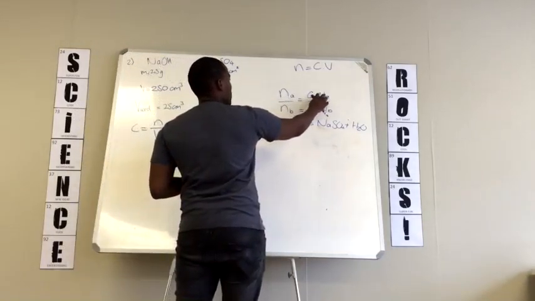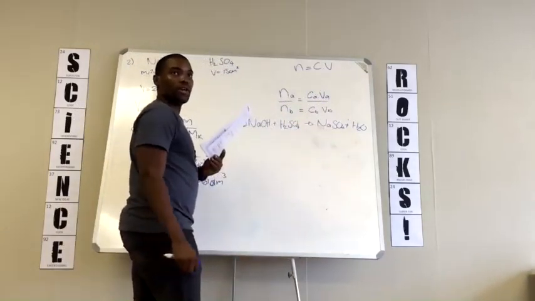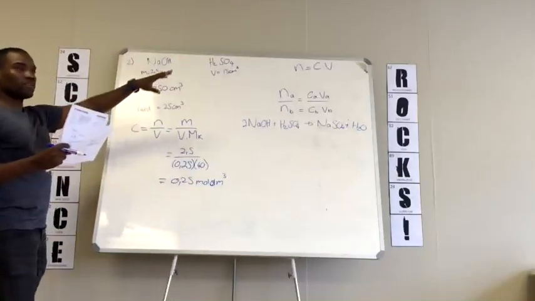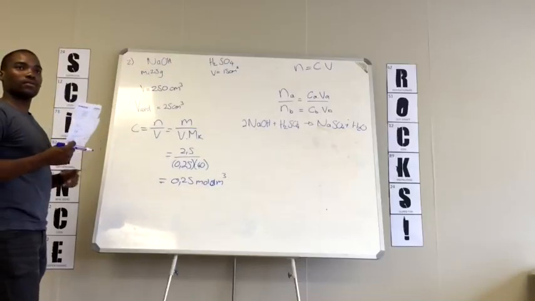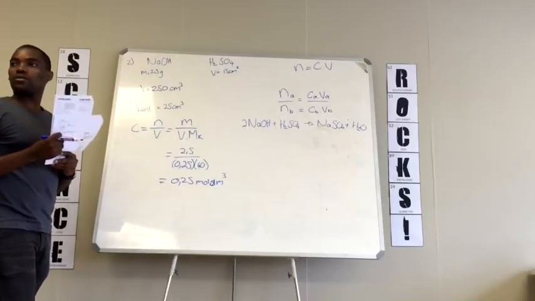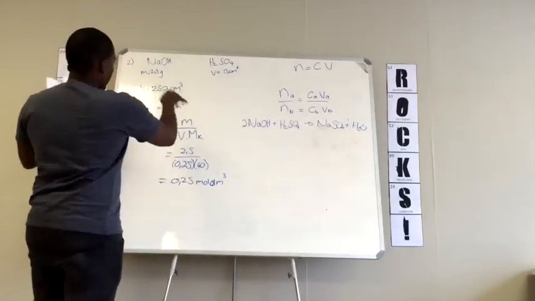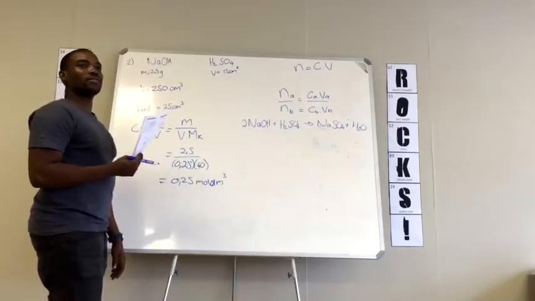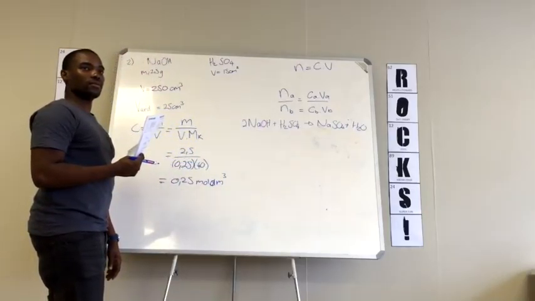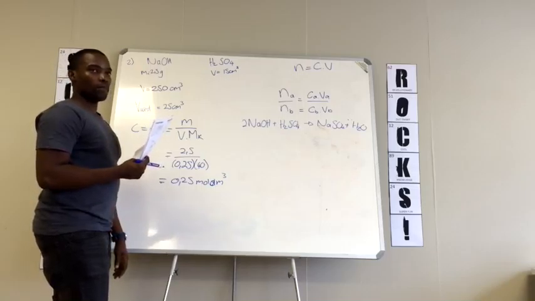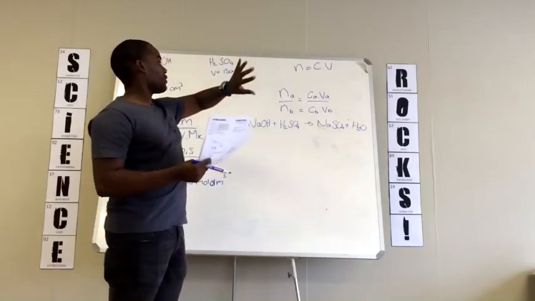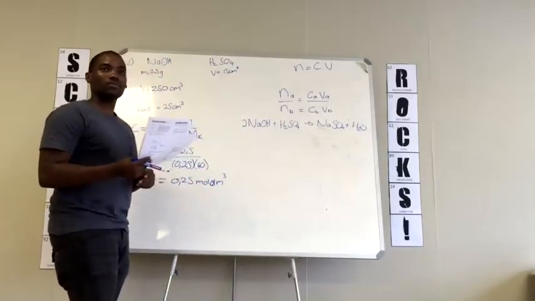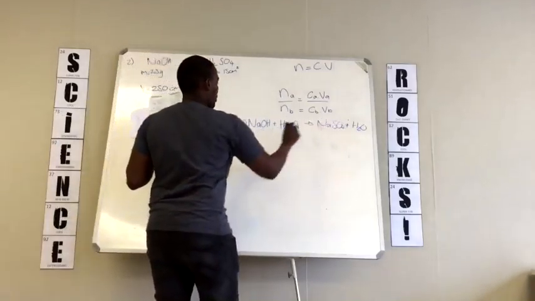Na over Nb is equal to CaVa over CbVb, right? Do I have to use the mole values that I calculated here for that equation? No. Why not? Because it's only for NaOH that you worked out the moles. Do I have to work out the moles of my sulfuric acid? Yes. Remember, they gave you this reaction for a reason.